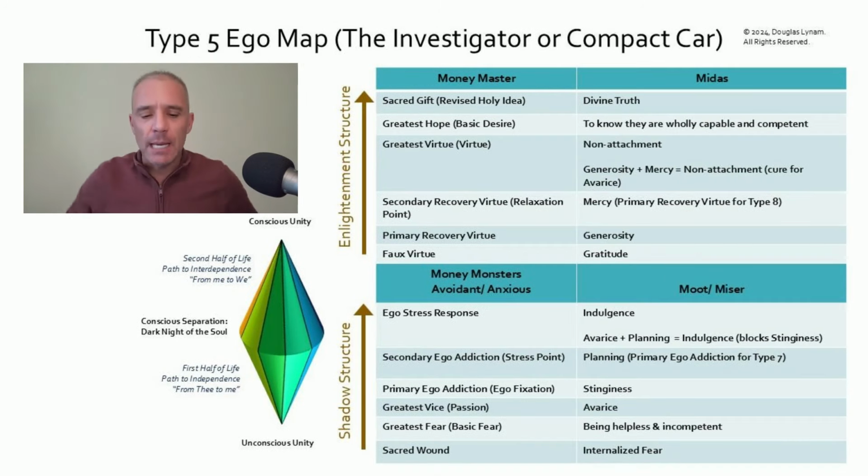Now, we'll move into the type 5, the investigator or the compact car, and we're going to look at their faux virtue. So interesting. The faux virtue for the 5 is gratitude. Well, the 4, of course, needs to practice more gratitude, but the 5, the reason why gratitude is a trap for the 5 is they tend to have this problem with stinginess or avarice, the primary addiction, that desire to hold on. Gratitude can feed their worst vice and their primary ego addiction, meaning they're so grateful for what they have, but they're apparently not terribly grateful for the concept of sharing sometimes.